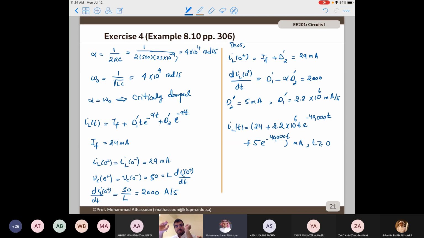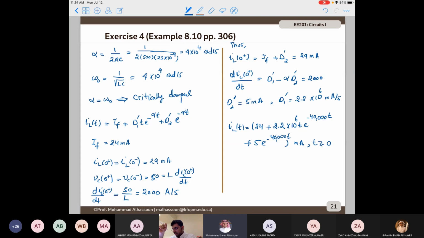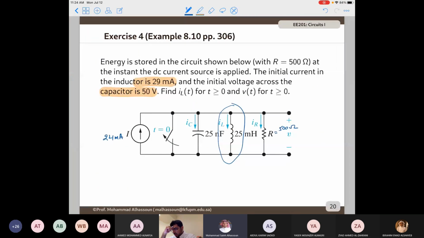Remember, the very first step is to know what type of response you have. From that, you can see what values are missing, what values are needed, and what values are there, and start finding the missing values. Now we found I of t. Can we find V of t, the voltage across the inductor?